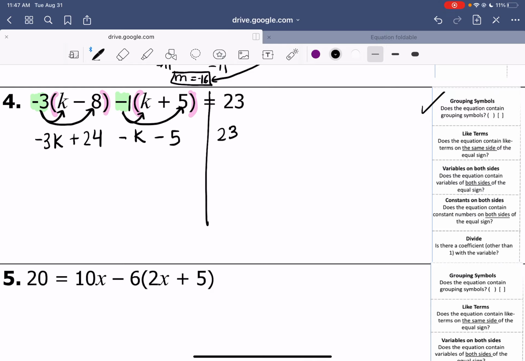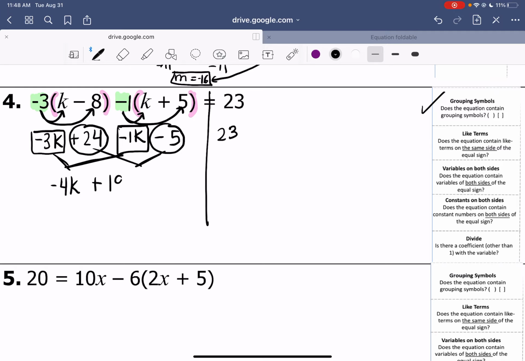So our next question is, does the equation contain like terms on the same side of the equal sign? So again, I'm boxing variables, circling constants, box variables, circle constants. And then this allows me to see that, okay, I can combine these two and I can combine these two. So let's do that really quickly. Negative 3k minus k, or if I wanted to write a 1 there, I could. That leaves us with a negative 4k. And then 24 minus 5 gives us a plus 19, and that equals 23.